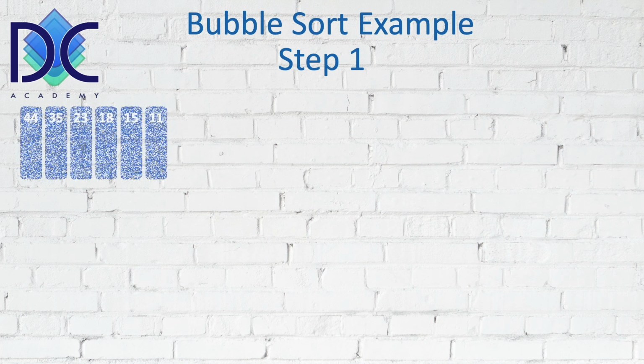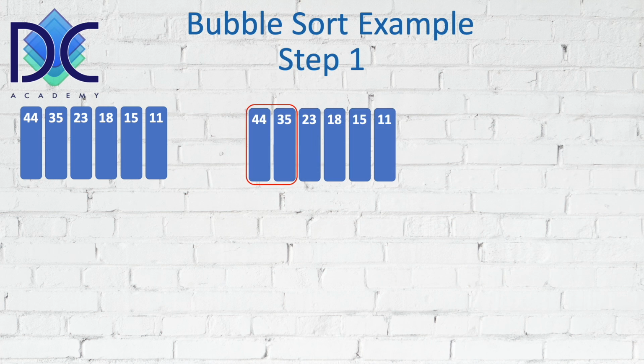Let's have a look at an example. We have the numbers here 44, 35, 23, 18, 15, and 11. Basically, they're inversely ordered, but that's not a problem. Now, the first thing we do is we compare 44 with 35. Since 44 is higher than 35, I switch 44 with 35.